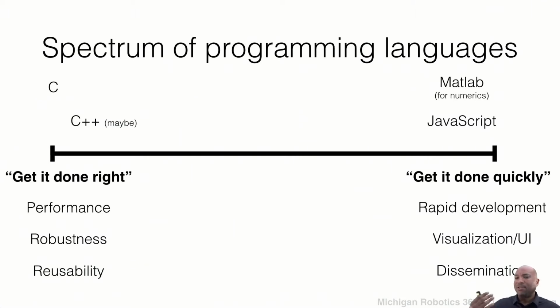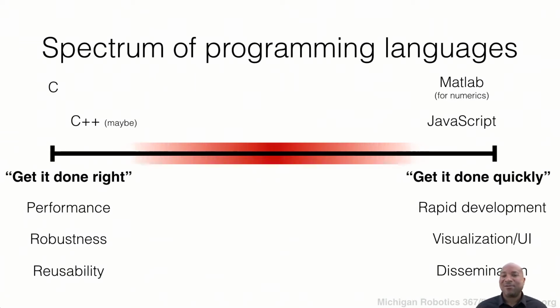And so to me, the choices that are great on this side are MATLAB if you really need good numerics, or JavaScript, which runs on pretty much everything. Depending on what you want, the ends of this spectrum are really where you want to be. But sometimes we have to make trade-offs.